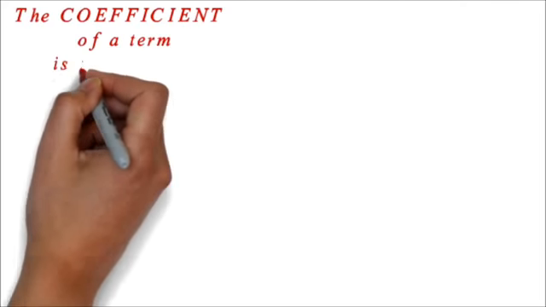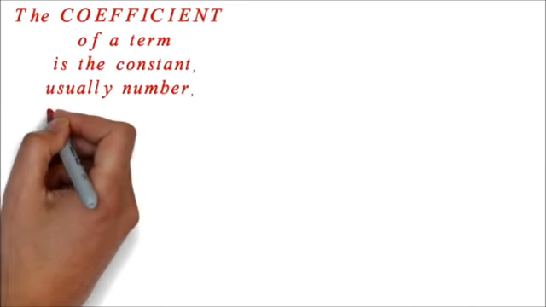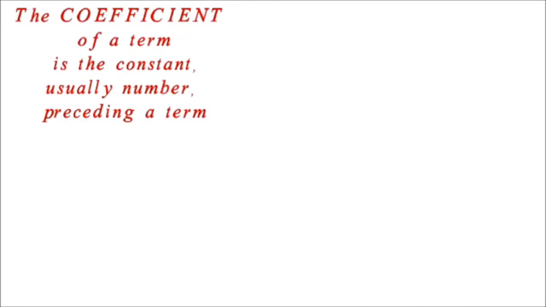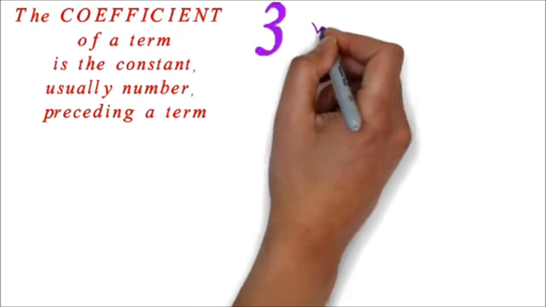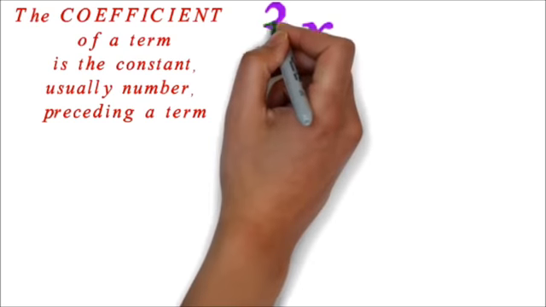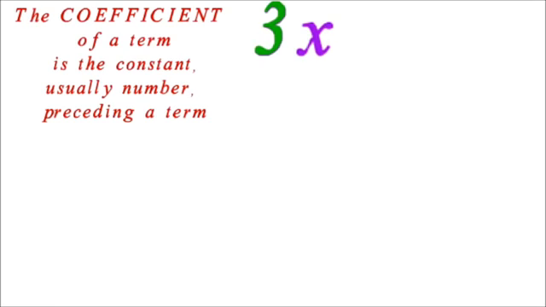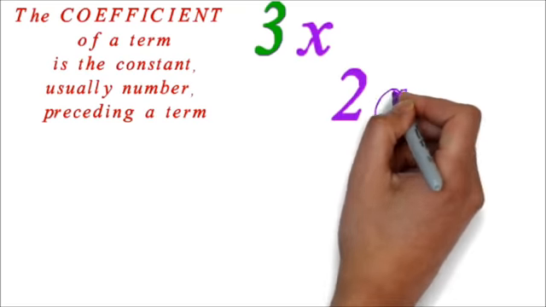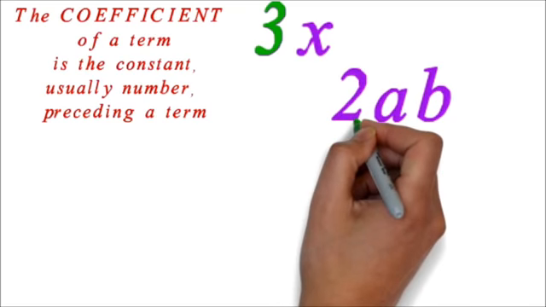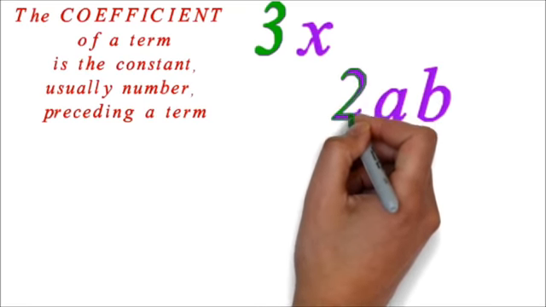The coefficient of a term is the constant, usually a number, preceding a term. We have been looking at the variables, so now we look at the number preceding the term. For the 3x, the coefficient is 3, because 3 is the constant preceding the term. In the second example, 2ab, the coefficient is 2.